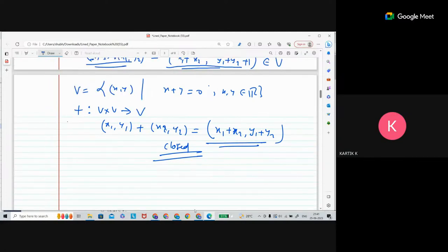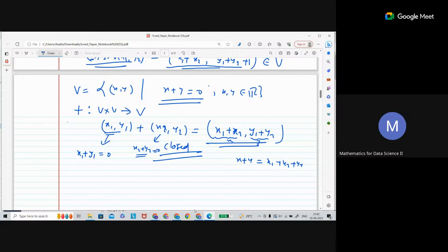It should be closed, right? Because if I take x1, y1 plus x2, y2, that addition works out, it will give zero. The reason is simply that x1 plus y1 is equal to zero, and x2 plus y2 is equal to zero. So I can select minus x1 and minus x2. You can think of this as one single x and one single y. Just add them: x plus y is equal to x1 plus x2 plus y1 plus y2. These two give you zero, and these two give zero, so finally we have zero. So yes, this addition is closed.